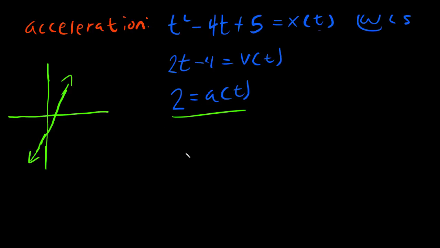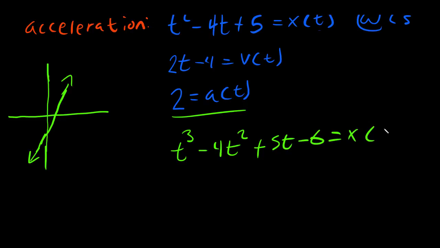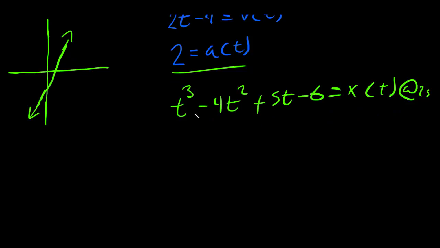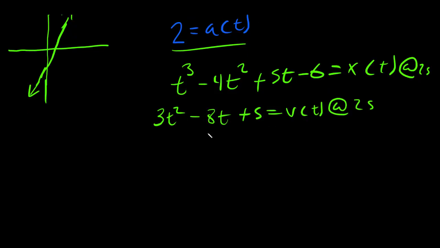Okay. So say that I had t cubed minus 4t squared plus 5t minus 6 is equal to x of t. Okay? And I want to find the acceleration at 2 seconds. Okay? So here's what I'm going to do. I'm just going to take the derivative. So 3t squared minus 8t plus 5 is equal to v of t at 2 seconds. And I'm just keeping the "at 2 seconds" so I can remember to plug in 2 at the end. 6t minus 8 is equal to a of t at 2 seconds.